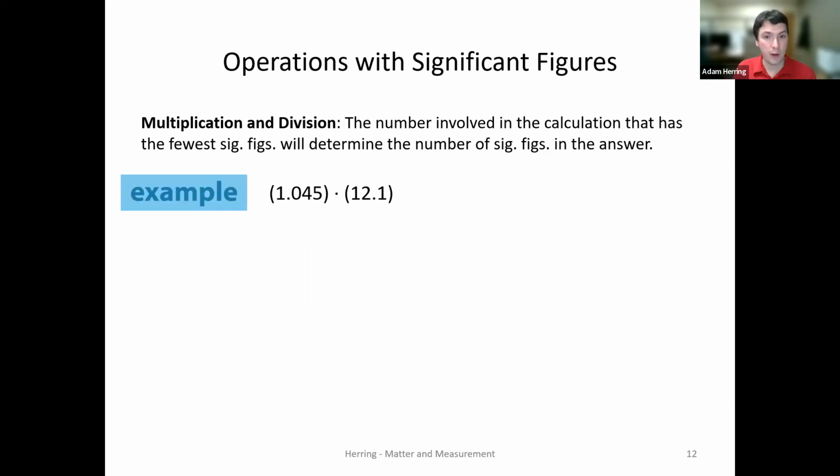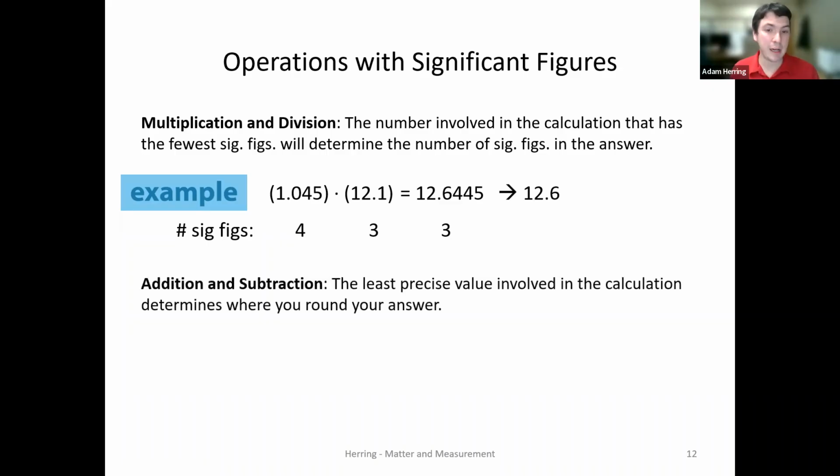1.045 times 12.1, we have 4 significant figures on the left and 3 in the number on the right. So multiplying this out, you would get 12.6445, but we need to round to the proper number of significant figures. The number of significant figures on the left, again, is 4. We have 1 for each of the non-zero numbers, and then the 0 sandwiched in between is significant. On the right, we have 3 non-zero numbers. So our final answer must also have 3 significant figures. That would get us 12.6.